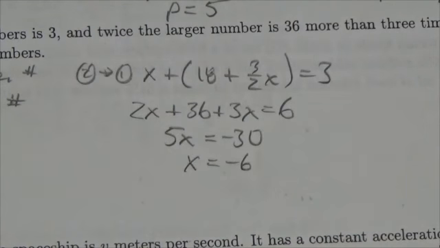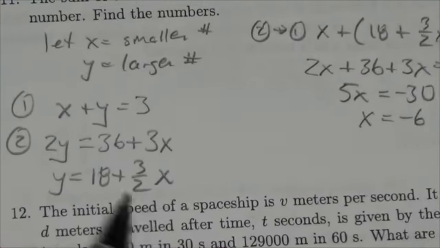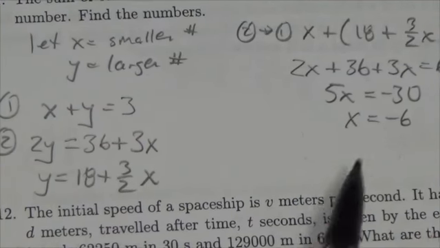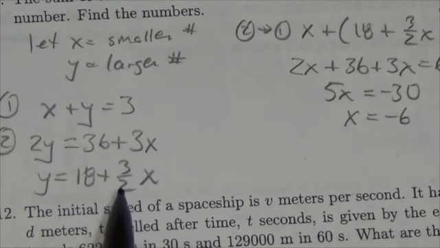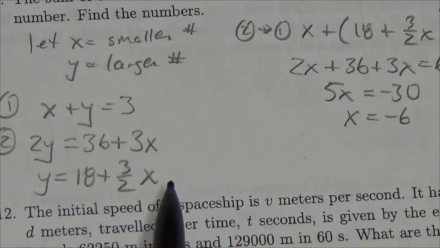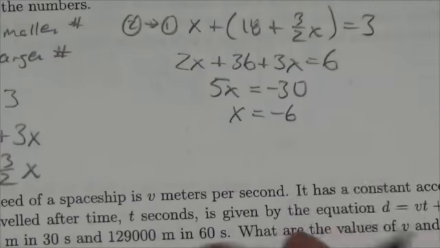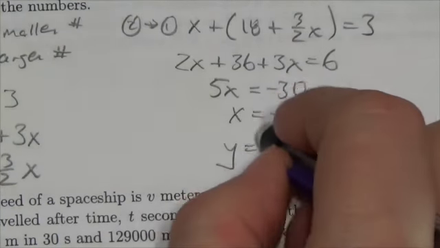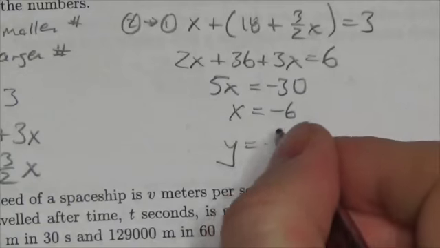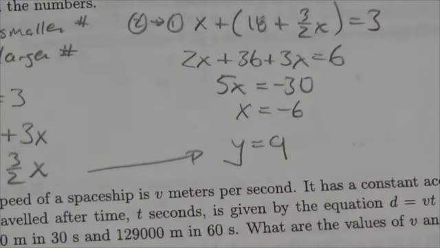Now, to figure out what y is, fortunately, I have a little equation for y. I know that y is equal to 18 plus 3 halves x. So if x is negative 6, let's just think about this. 3 halves of negative 6. Okay, divide 6 by 2 is negative 3, times 3 is negative 9. 18 minus 9, okay, y is going to equal, let's see, almost changed the sign there. It should be positive 9. Okay, and I get that from this equation over there.